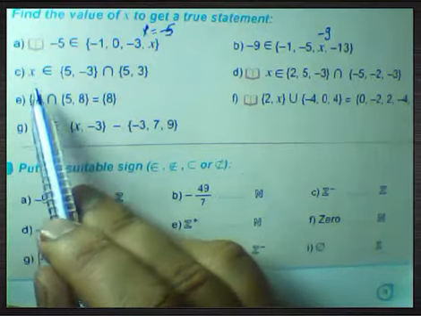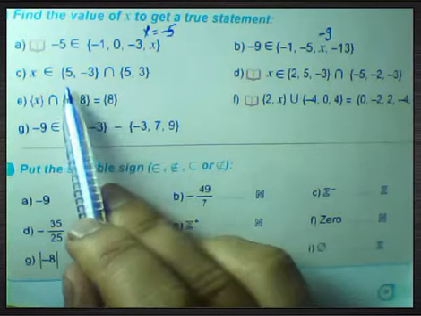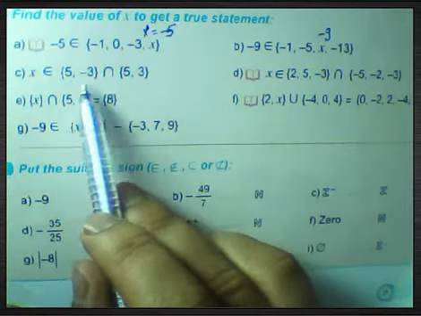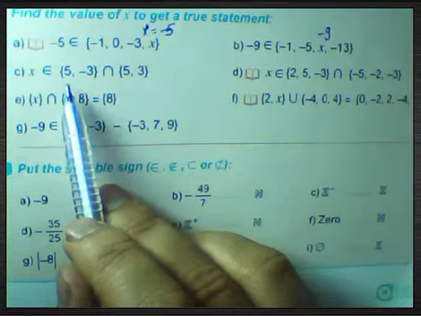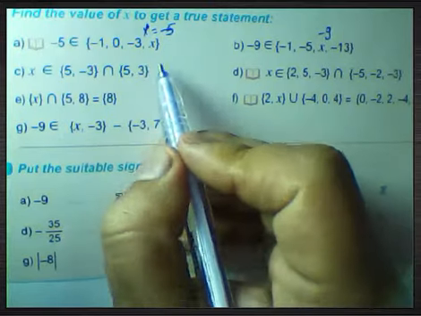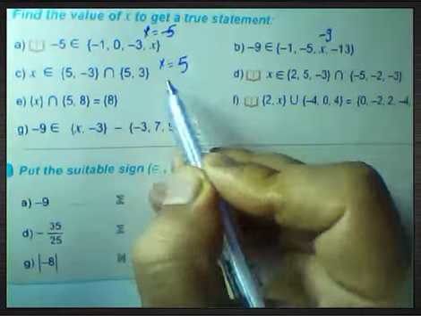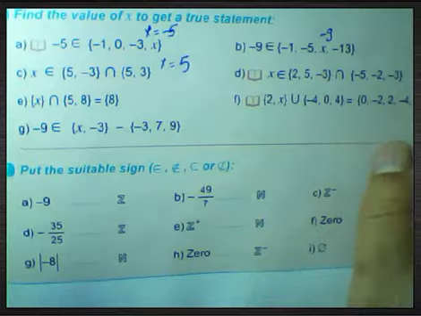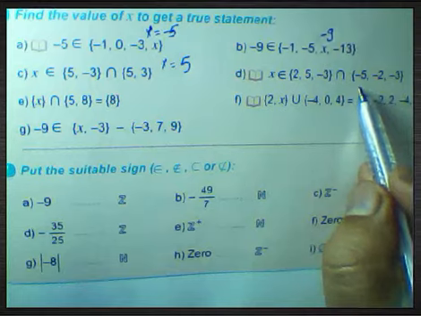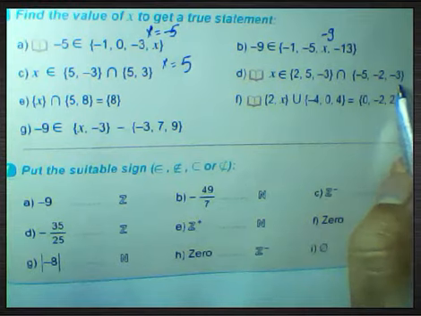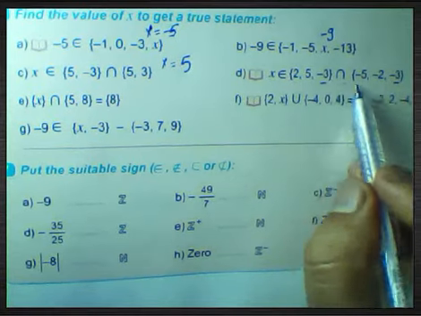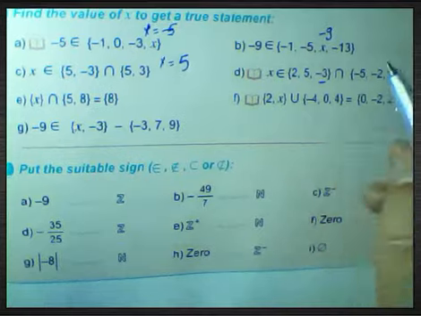Letter C, x belonging to the intersection between two sets {5, -3} and {5, 3}. We have 5 lying in the first set and the second set, and the intersection between the two sets equals 5. So x will be 5 here. Letter D, x belonging to the intersection between two sets {2, 5, -3} and {-5, -2, -3}. We can write -3 because it's the common element between the two sets. So x will be -3.